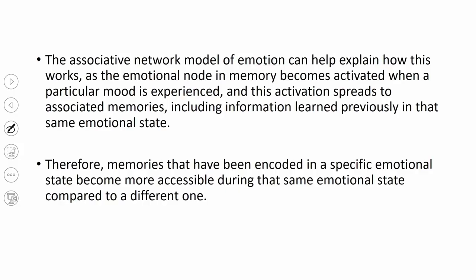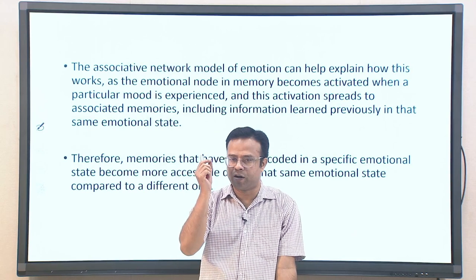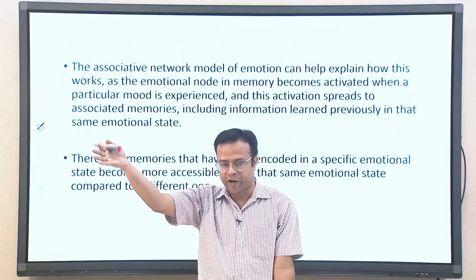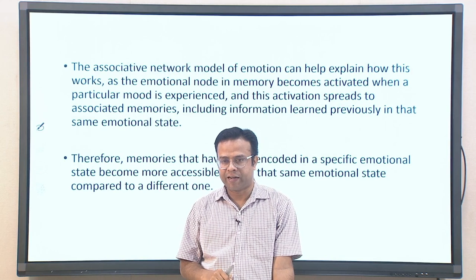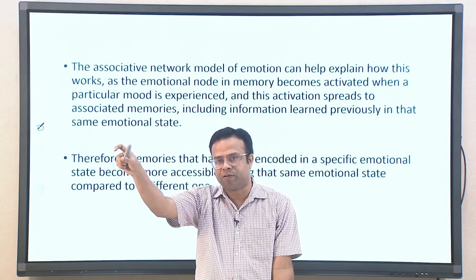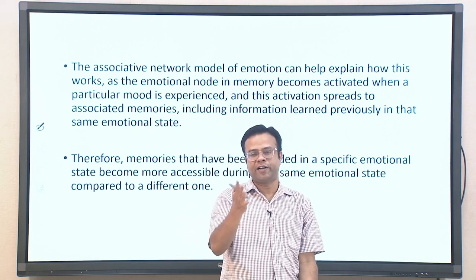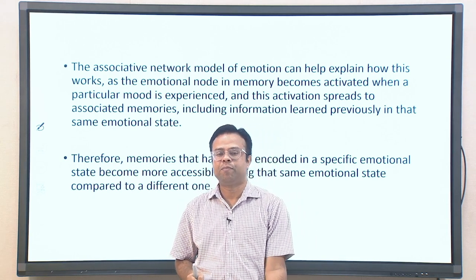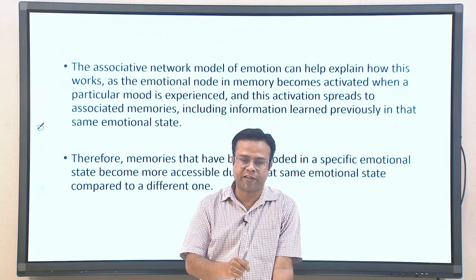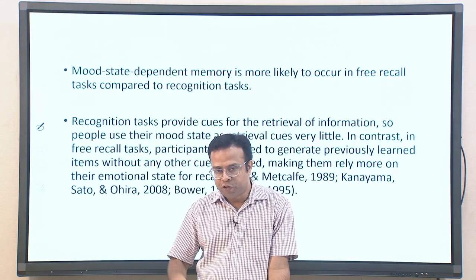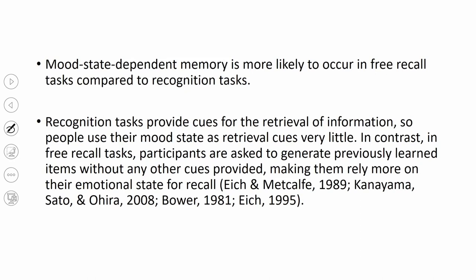The associative network model can easily explain this, as I have just kind of explained. As the emotional node in memory becomes activated when a particular mood is experienced, similar moods are also activated in the past, along with whatever we have learned in that emotional state. Therefore, memories that have been encoded in a specific emotional state become more accessible during the same emotional state compared to a different one. This mood state dependent memory is likely to occur in a free recall task as compared to a recognition task.